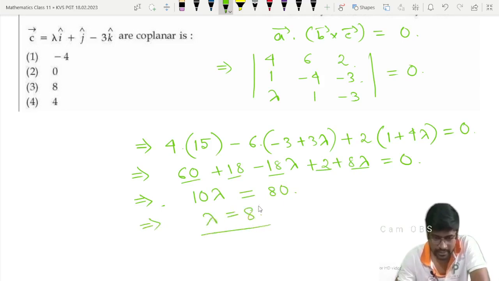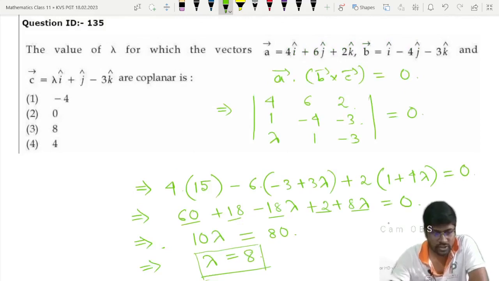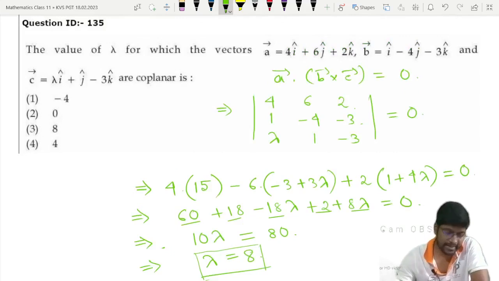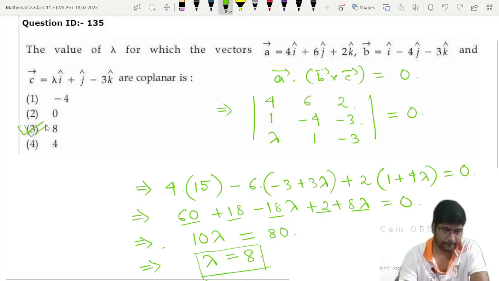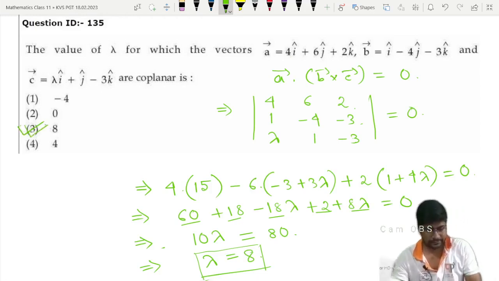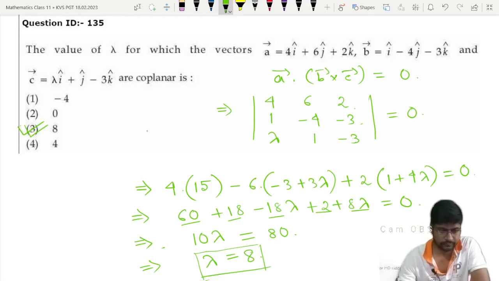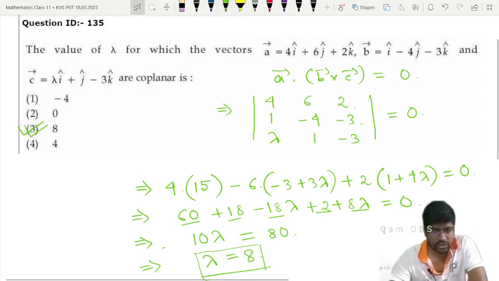Is it clear or not? Lambda is equal to 8. So the value of lambda for which the vectors a, b and c are coplanar is 8. So option 3 is the correct answer here. So this was question number 135.